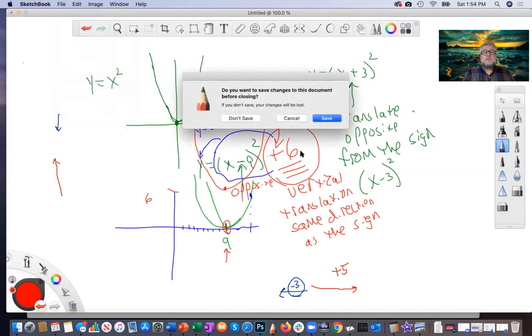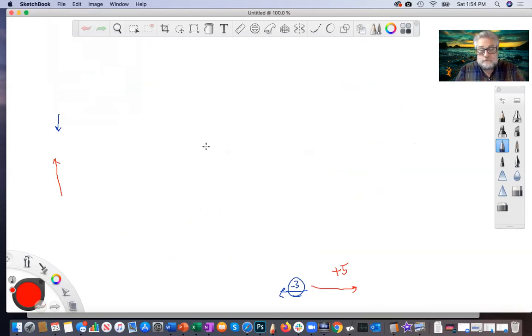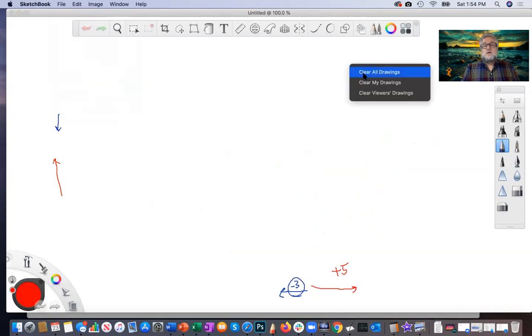This is something that people get confused, so don't. Oh, I got more stuff there. Let's see, how do I get rid of that? There we go.